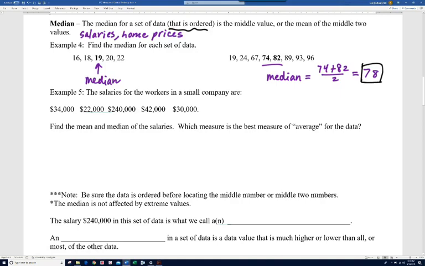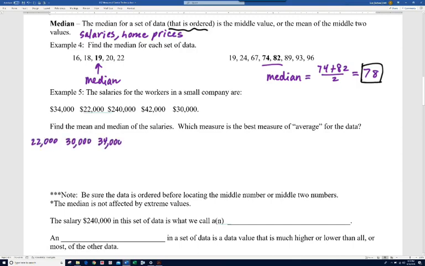All right, so let's look at example 5. So the salaries for the workers in a small company are $34,000, $22,000, $240,000, $42,000, and $30,000. So find the mean and the median of the salaries. Which measure is the best measure of average for the data?